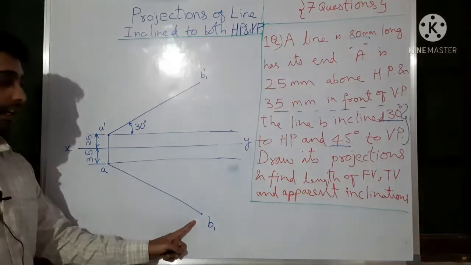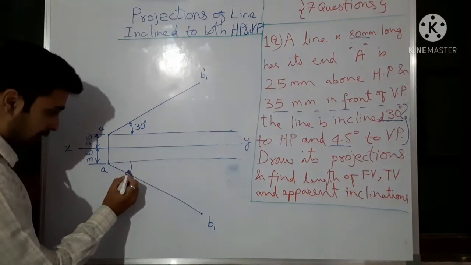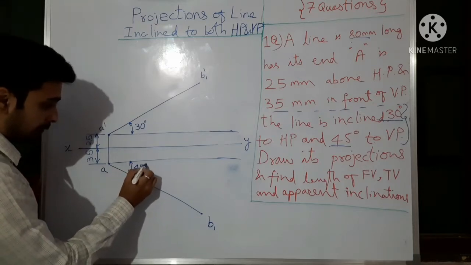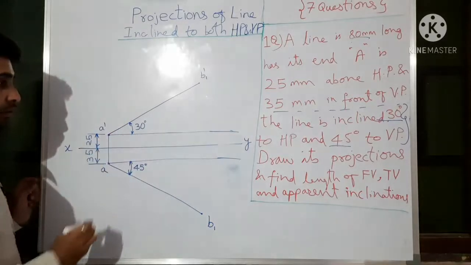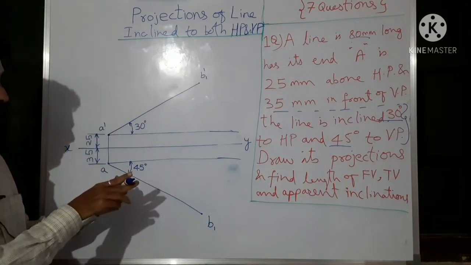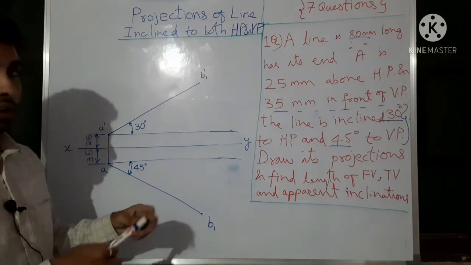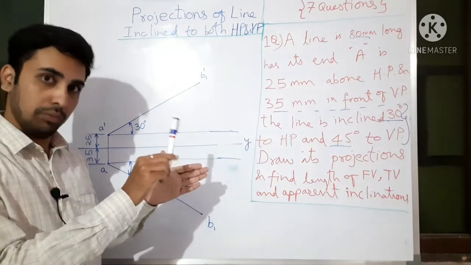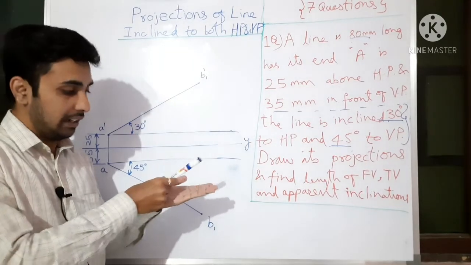This is not the final. As soon as here it is at 45 degrees. This is the first question, a basic simple question. So this is front view 30 degrees, top view 45 degrees. The line is not simply 30 degrees to HP, 45 degrees to VP. At a time it is inclined to both the planes, 30 and 45 together.